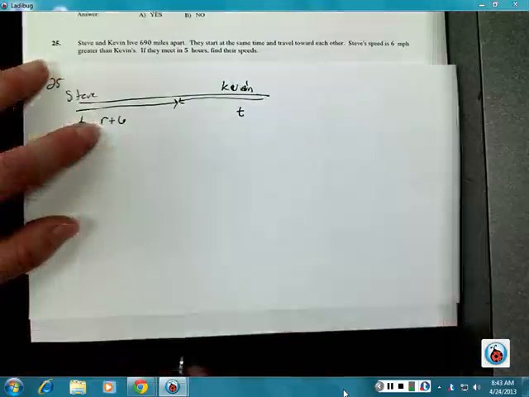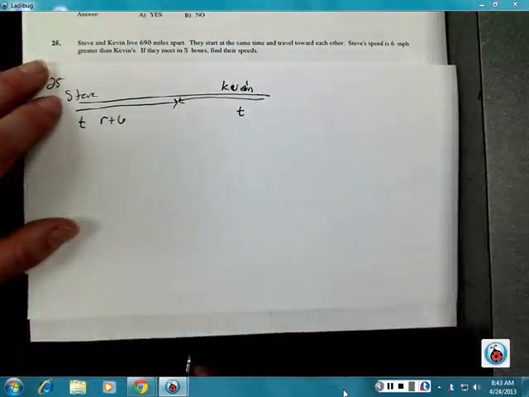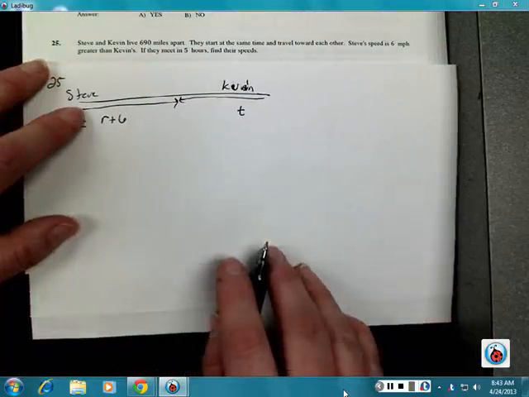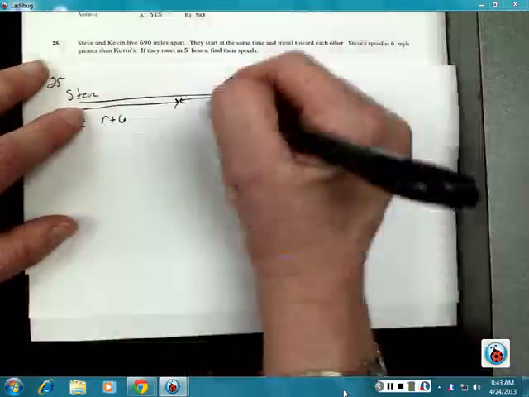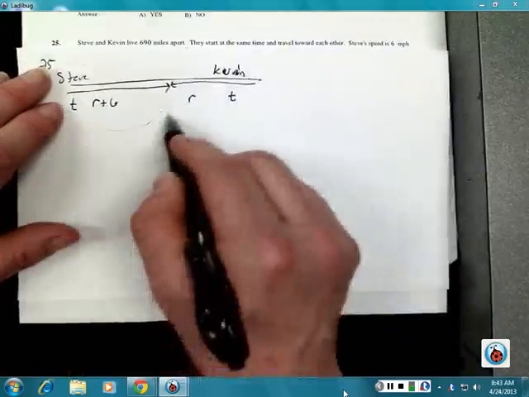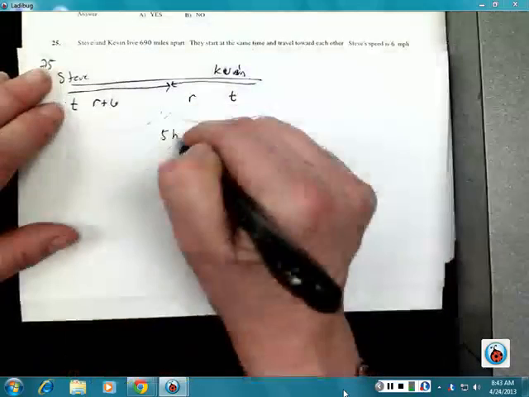What does Kevin walk at? What's Kevin's rate? Kevin's rate is just plain old r, right? And it says they meet in 5 hours. So the full trip of each of those walking is 5 hours.